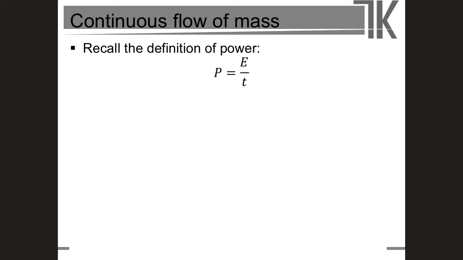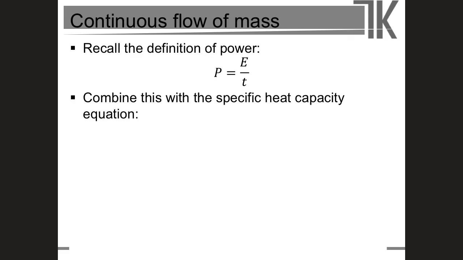We should have P equals E over T, where P is power, E is energy, and T is time. And then we want to combine that with the specific heat capacity equation. Now, if you don't remember, that's Q equals mc delta theta, where Q is the heat added to the system, or the energy added to the system. M is the mass, C is the specific heat capacity, and delta theta is the change in temperature. And pause the video now if you haven't got those two combined already. So your combined equation should look like this: P equals mc delta theta all over T.